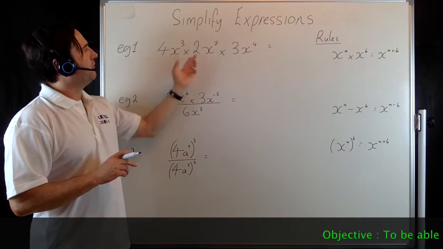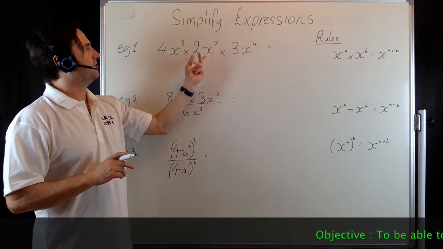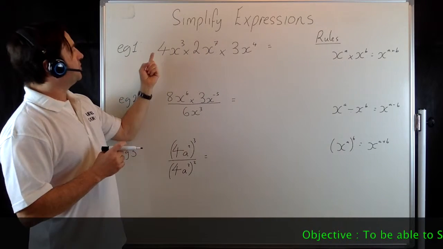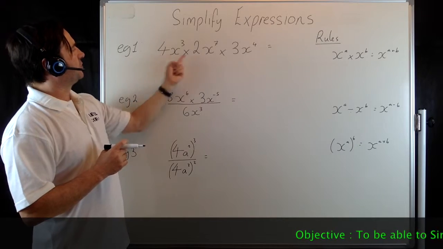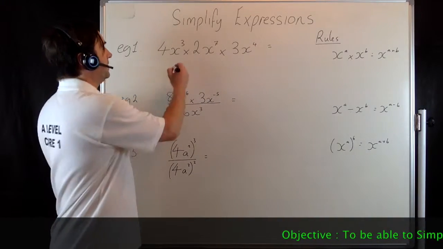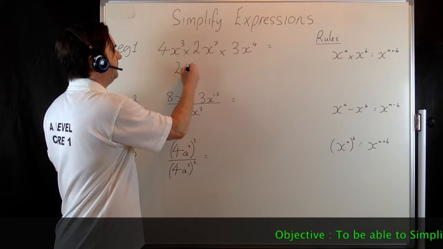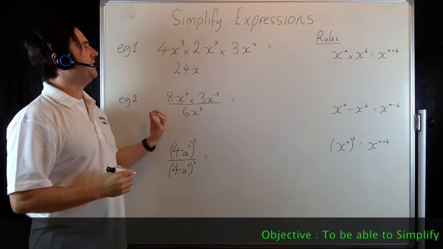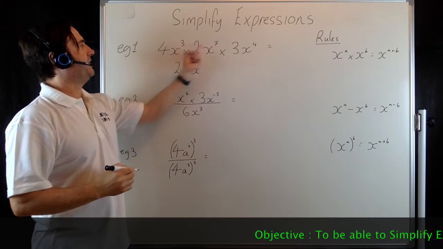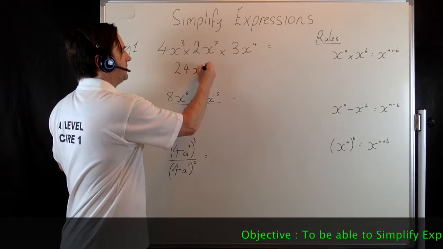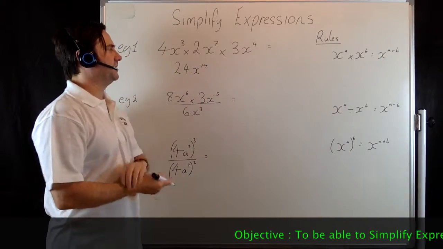However, when we've got coefficients in front of the x term, we must multiply those out as well. So we multiply the coefficients to give us 4 times 2 is 8. 8 times 3 is 24. So we write 24. And then we need to add our index terms together. So 3 add 7 is 10, add 4 is 14. So our answer becomes 24x to the 14.